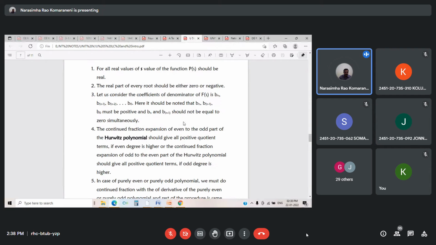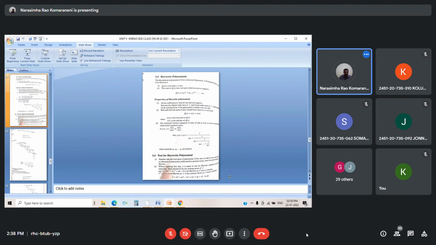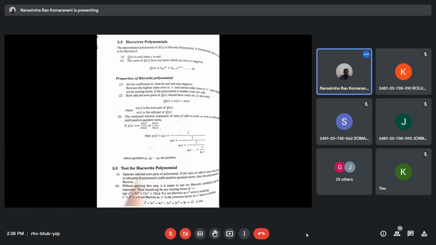see here, according to the Hurwitz polynomials, the third property: the function must contain all the s terms, none should be equal to zero. In the given function, the s square term is missing, so one coefficient is becoming zero. That's why this given function is not a Hurwitz polynomial.